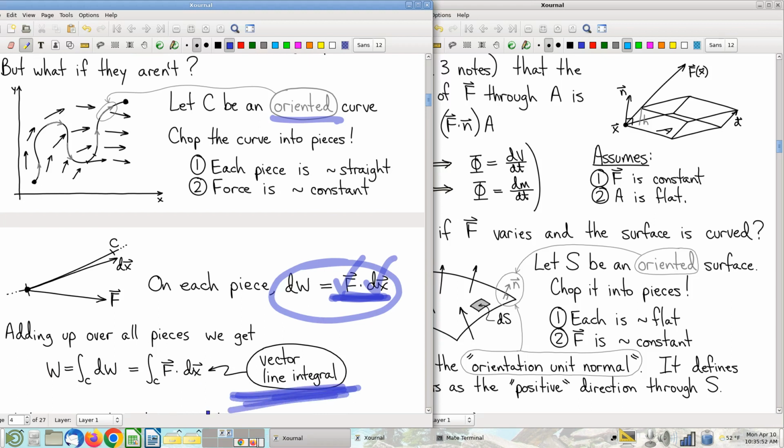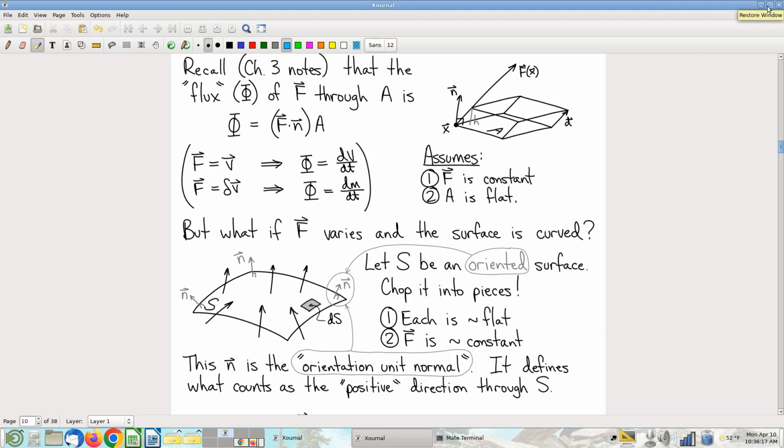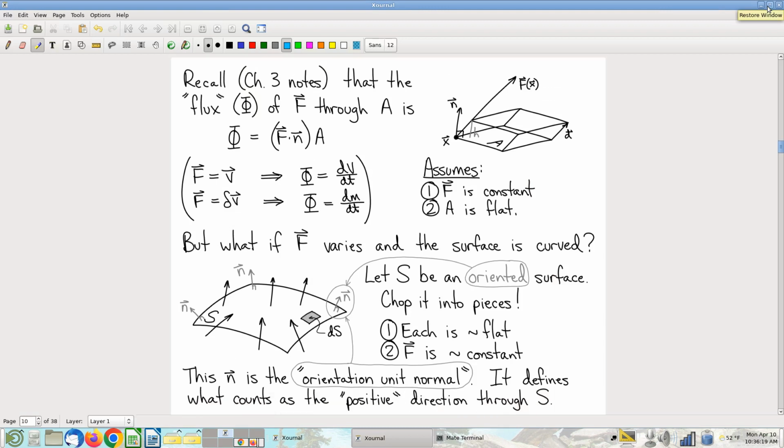Right. Work happened to be the application where we first encountered this. Starting with our simple version of work, let's assume that the vector field is constant. Let's assume that the path is a straight line, etc. All right. Well, here we are with surface integrals. Very, very similar thing is going to happen.